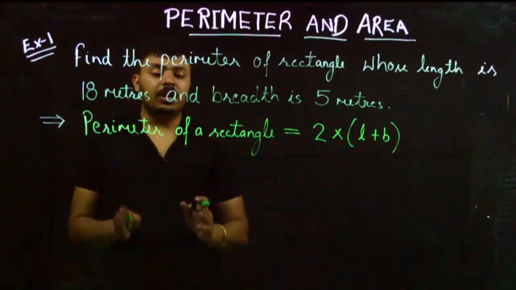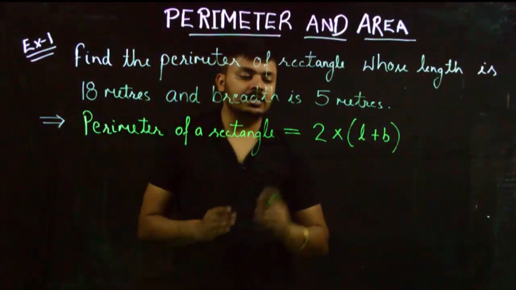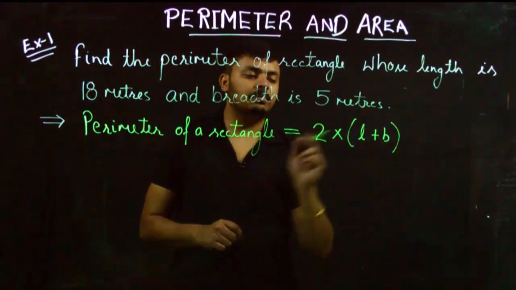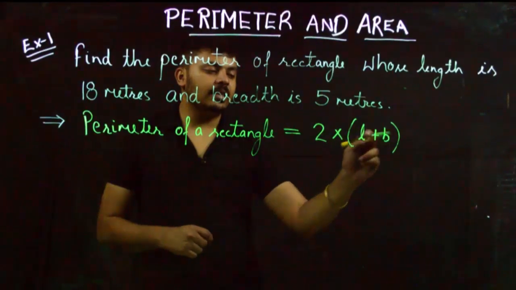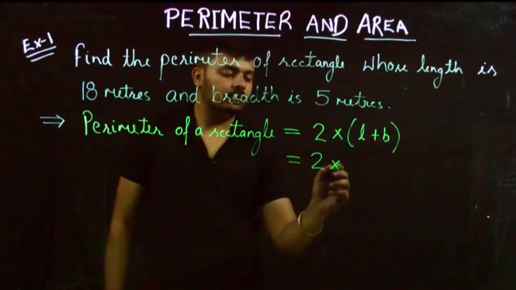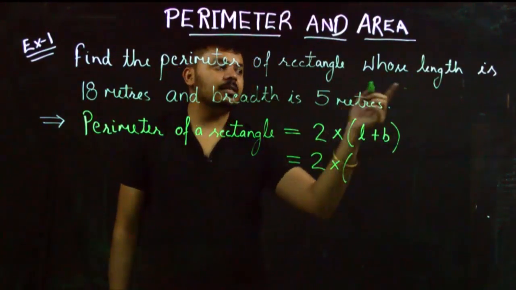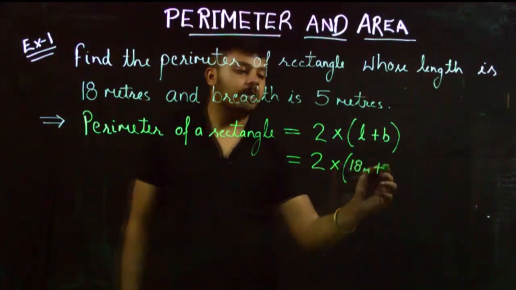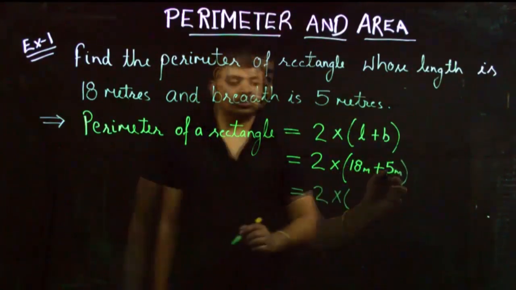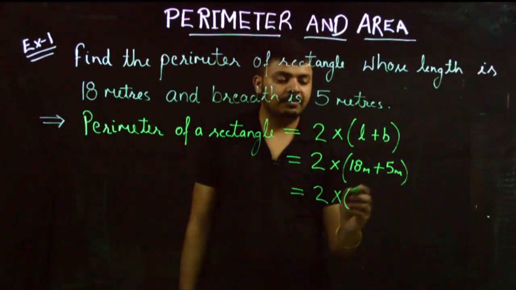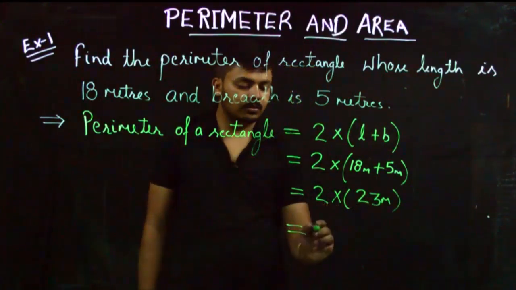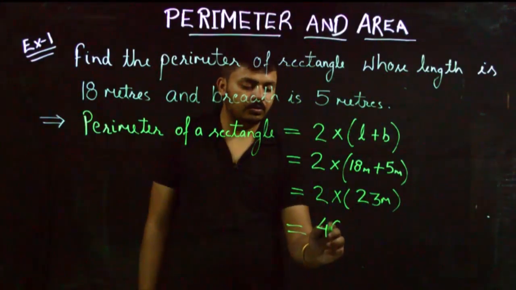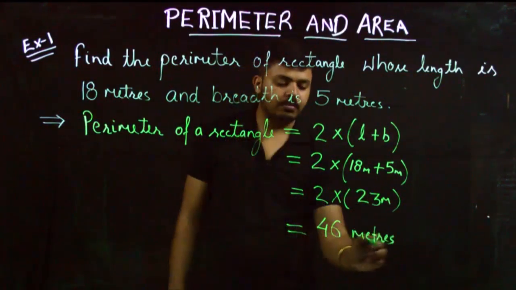So the formula to find the perimeter of a rectangle is twice the sum of length plus breadth, and we know what is length and what is breadth. So 2 multiplied by length is 18 meters, breadth is 5 meters. So 2 into (18 plus 5) is equal to 23. So 23 multiplied by 2 equals 46 meters.